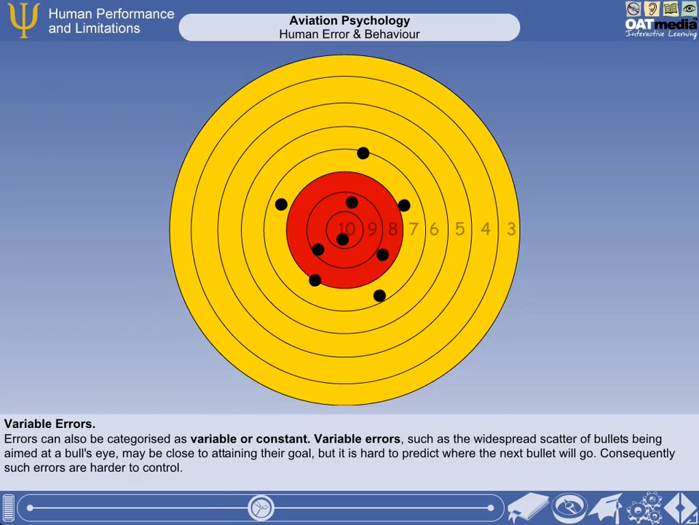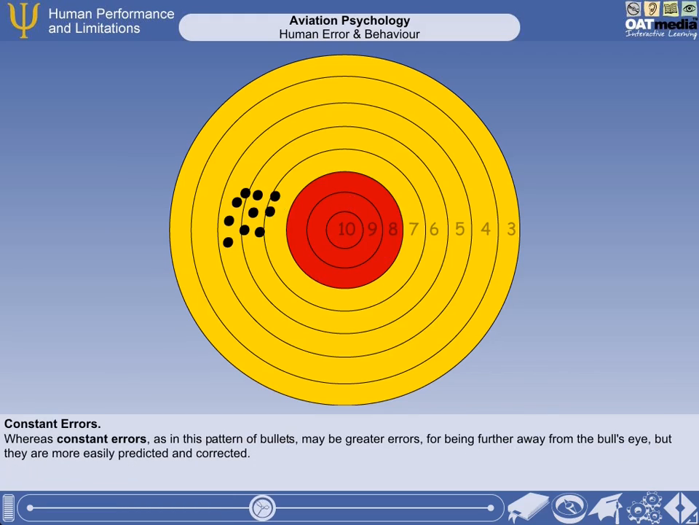Errors can also be categorized as variable or constant. Variable errors, such as the widespread scatter of bullets being aimed at a bullseye, may be close to attaining their goal, but it is hard to predict where the next bullet will go. Consequently, such errors are harder to control. Whereas constant errors, as in this pattern of bullets, may be greater errors for being further away from the bullseye, but they are more easily predicted and corrected.